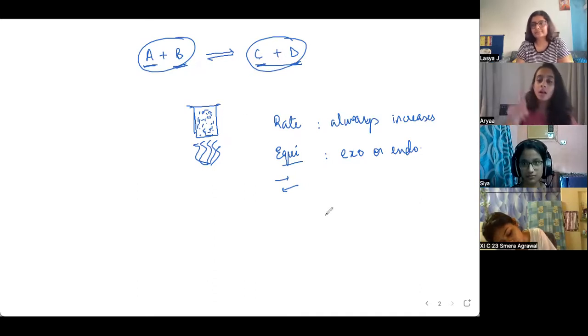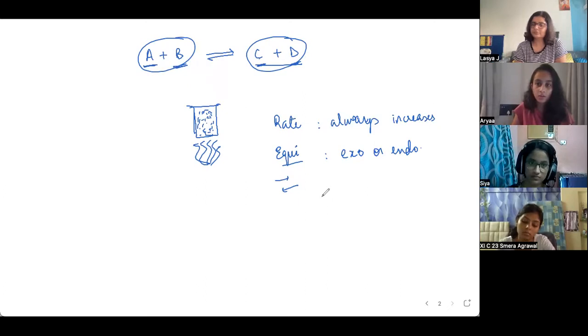Miss, what do you mean by favor then, if it's not increasing? I mean, the rate is increasing. So is that what we mean by favor or? No.